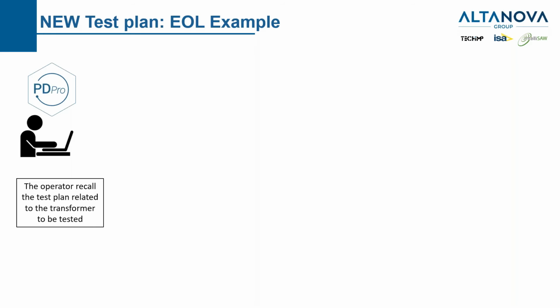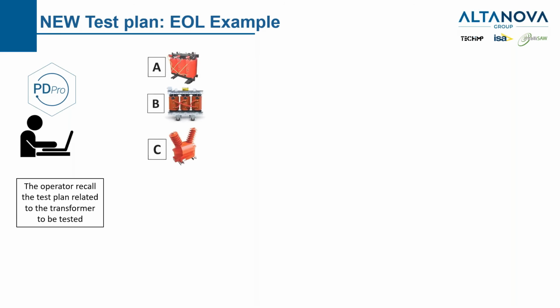So what will be the workflow? The operator recalls which test plan to be used depending on the type of transformer he has to test. So we will have A, B, or C. I have the test plan for A, test plan for B, and test plan for C. I recall the one for A.